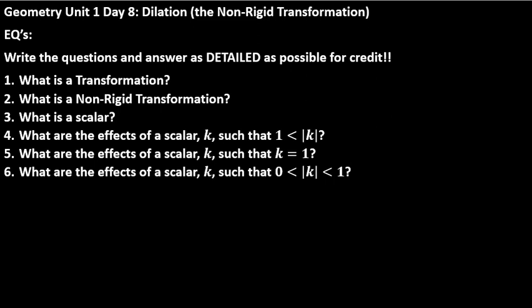So the first thing we're going to look at, well, the only thing we're going to look at in this video is dilations, okay? And dilations are a non-rigid transformation. We're going to learn about what that means here in a second. Here are our EQs. What is a transformation? What is a non-rigid transformation? What's a scalar? What are the effects of a scalar such that that scalar's absolute value is greater than 1? What if the scalar is equal to 1? And what if the scalar is in between 0 and 1 in absolute value?